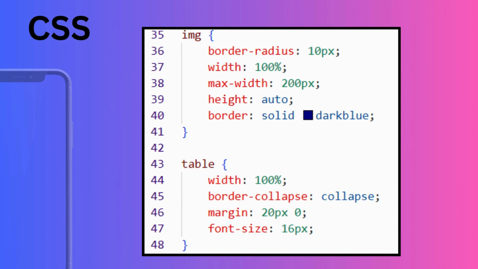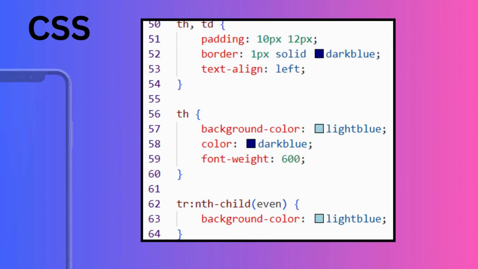So after that, I'm adding the font size, that will be 16 pixels. Okay. So after that, now I'm adding the style to the th and td. The padding will be 10 pixel, 12 pixel. 10 pixel will be the up and below height, and then the 12 pixel will be the right and left. Okay. So after that, I'm adding the border, that will be 1 pixel solid dark blue. So the borders will be the color of dark blue, that will be 1 pixel solid in length.